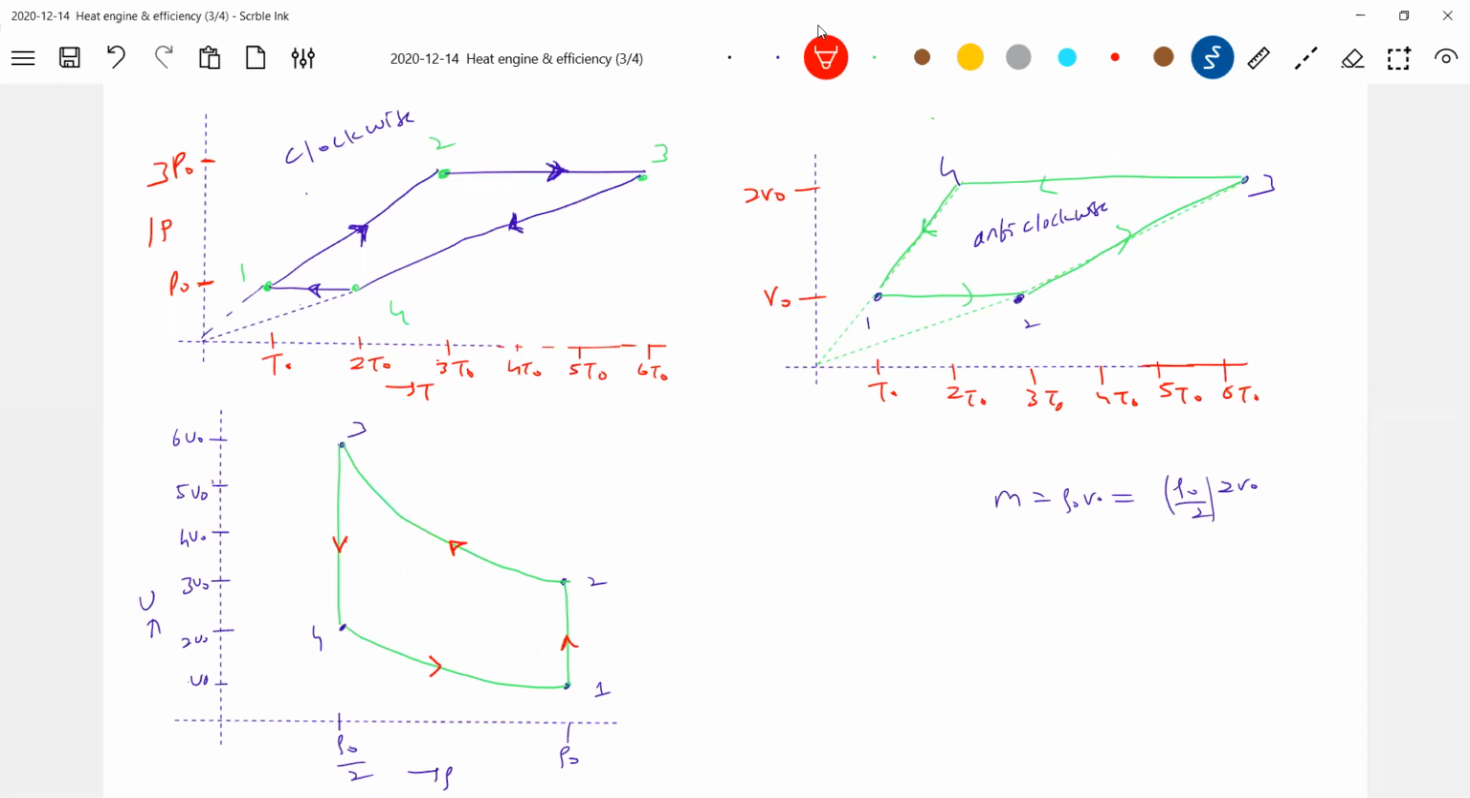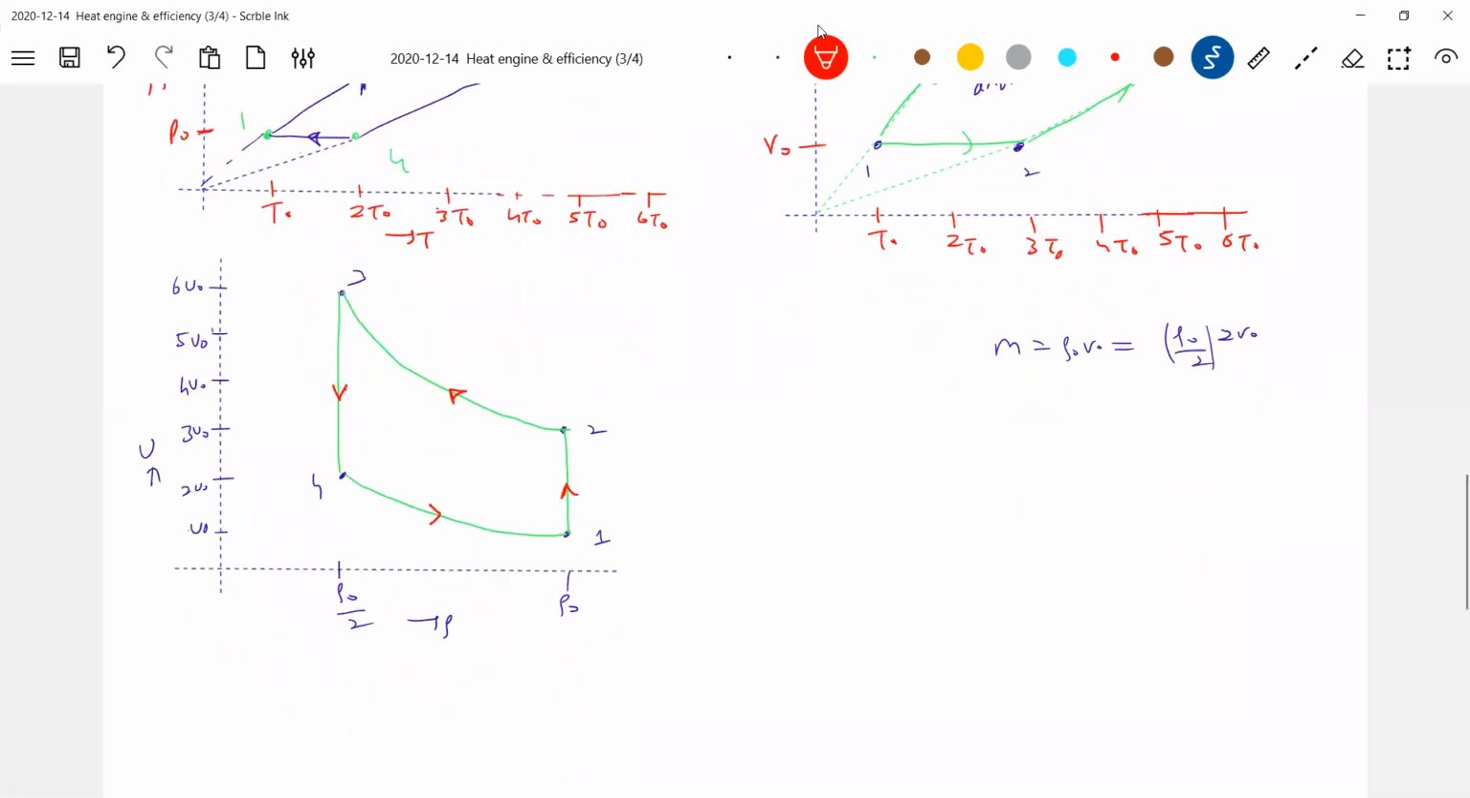Shall I go for the next one? Next, again, the next shape of graph. Okay, I'll bring the PT graph. Okay, let me take the next one.